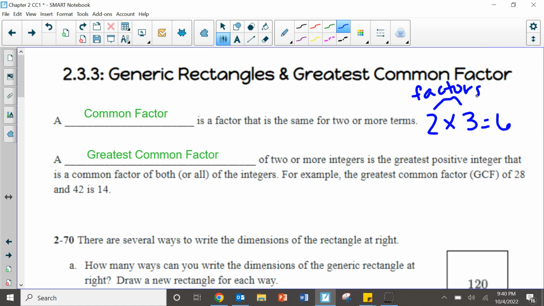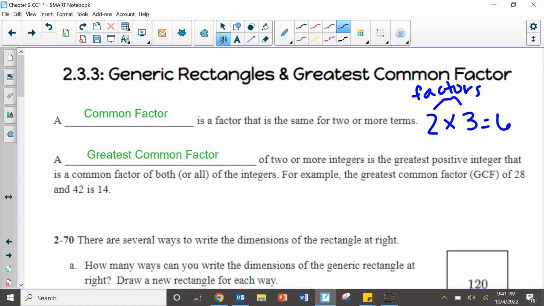So for a common factor, if I'm looking at the numbers, let's just say 4 and 12, a common factor would be 2, because 2 can go into 4 and it can go into 12. They have that in common, just like if you have somebody's favorite color in common. So you and somebody else like the color sparkles, that's something you have in common, which is a great color to have. So I fully support it.